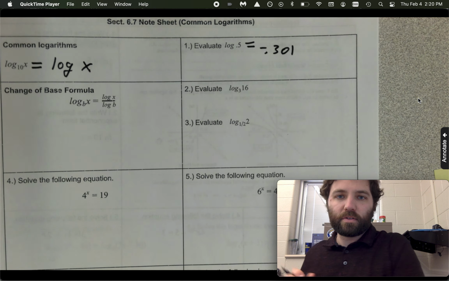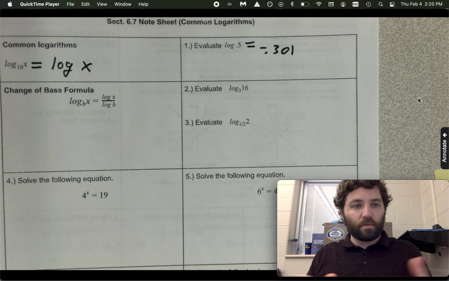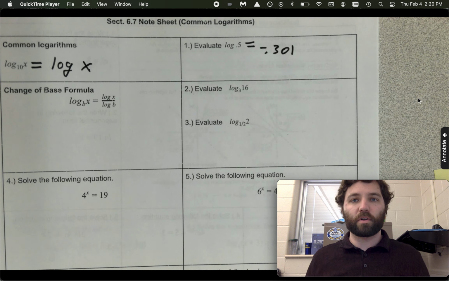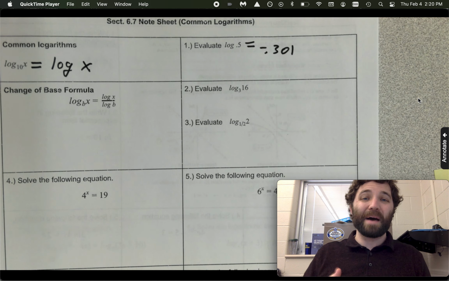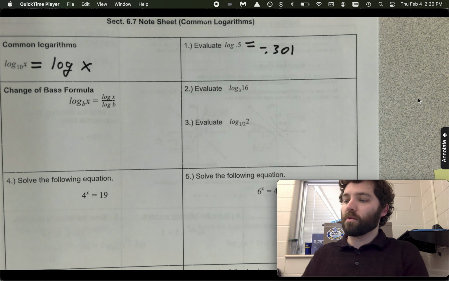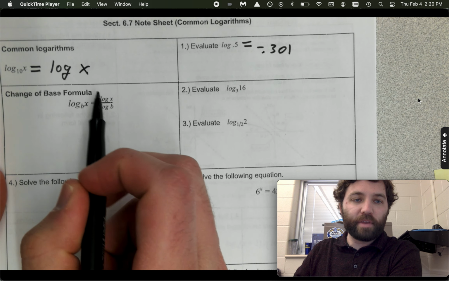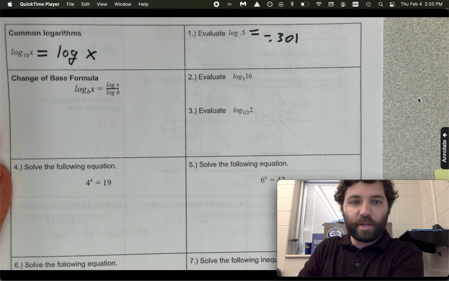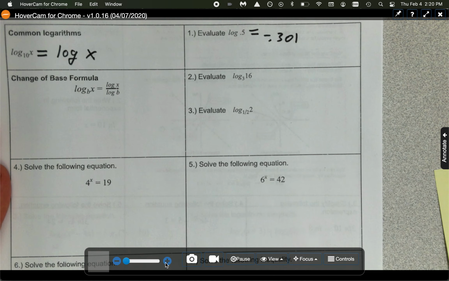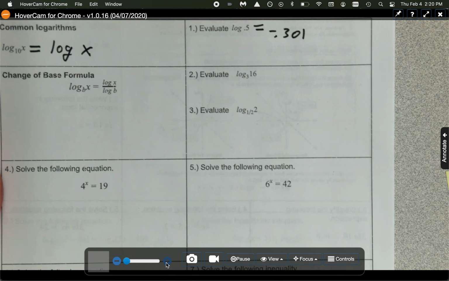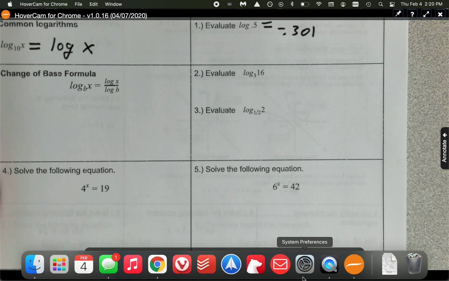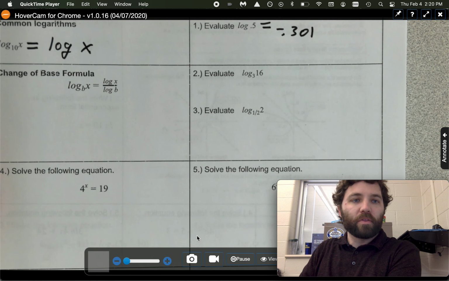All right, so let's learn a new formula as well. So we're going to learn the change of base formula. The change of base formula is really handy for evaluating logarithms that are not base 10. Okay, so here's the way that it goes. If you have log base b of x, you can break that into log of x over log of b, log of the base. And again, those are common logarithms. So zoom in a little bit here. Okay. Those are common logarithms.